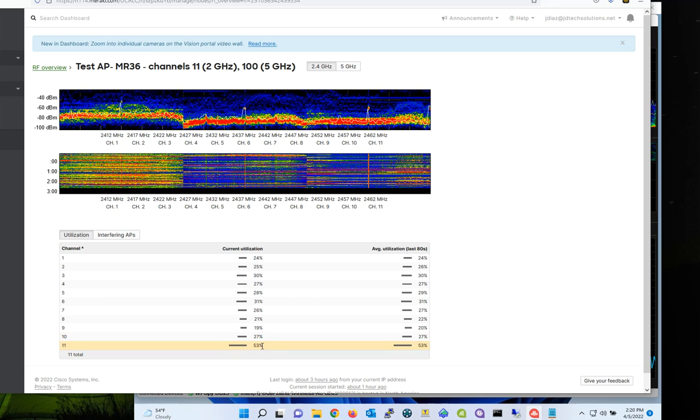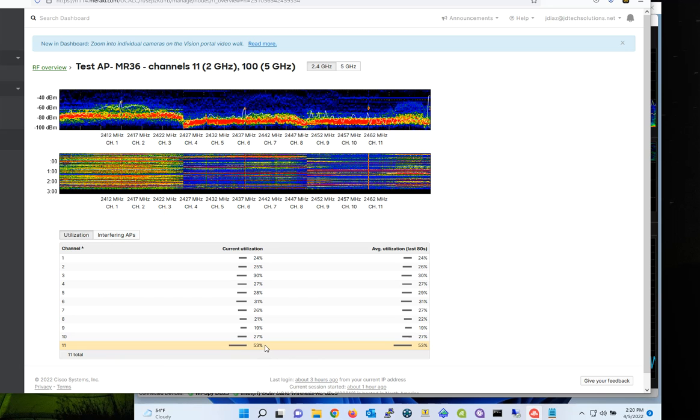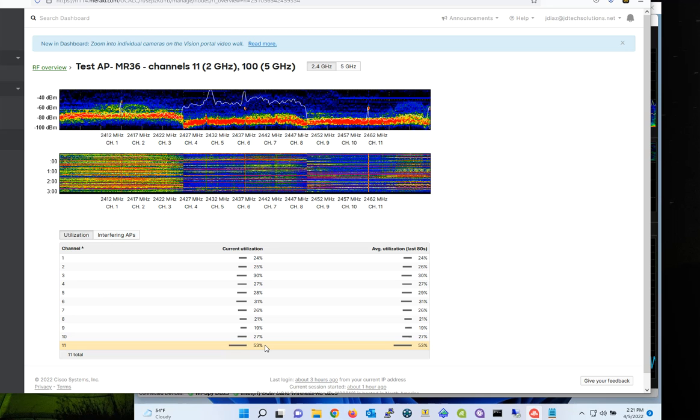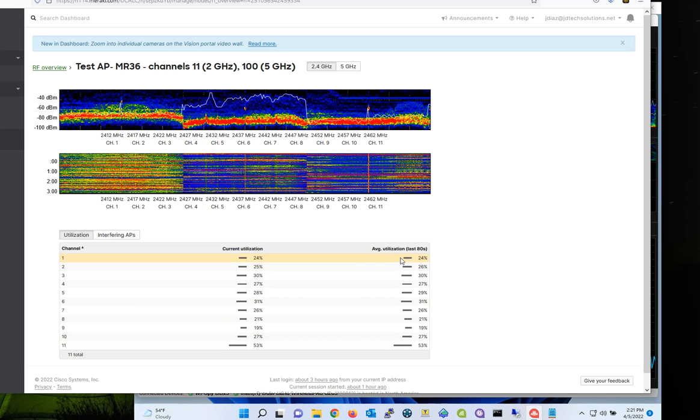The fact that you see, in this case, 53% utilization on channel 11 does not mean that it's going to stay like that for the whole day. It could not. So it's up to you to decide that, to monitor the network and learn that.